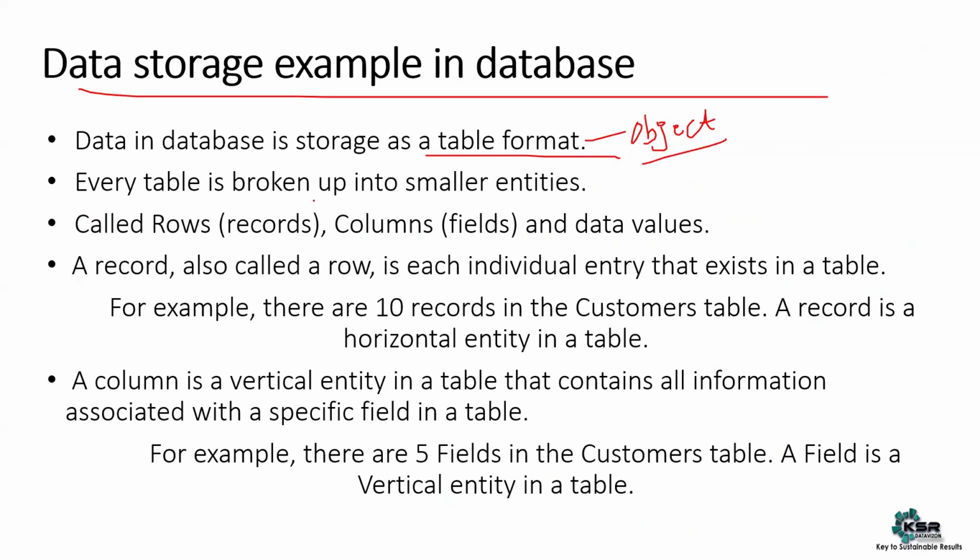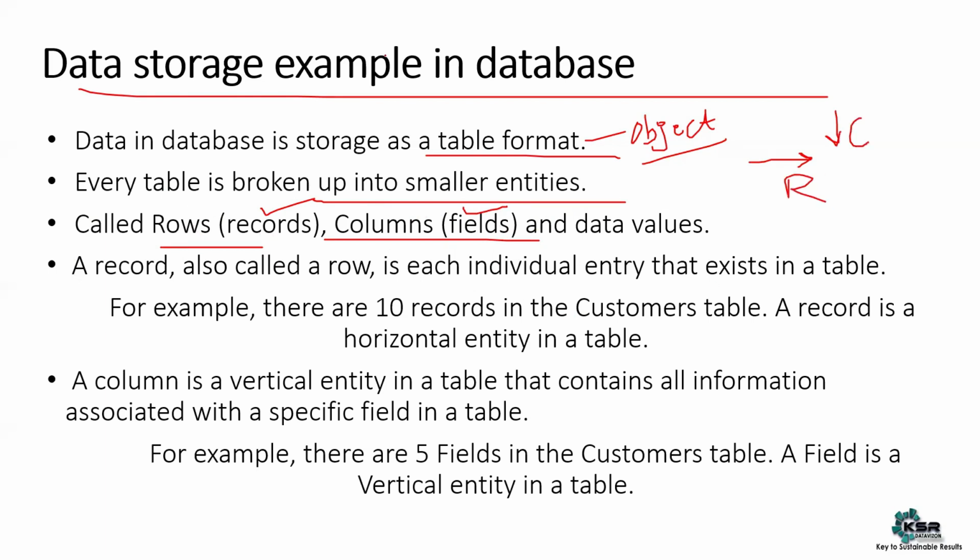Every piece of information is broken into smaller entities inside a table. Those smaller entities are called rows or columns. Sometimes rows are called records, and sometimes columns are called fields. Do not get confused. What do you mean by records and fields? They are nothing but rows and columns. Now, what do you mean by a row? Anything which goes from left to right is called a row. Anything which goes from top to bottom is called a column. This is a column, this is a row.